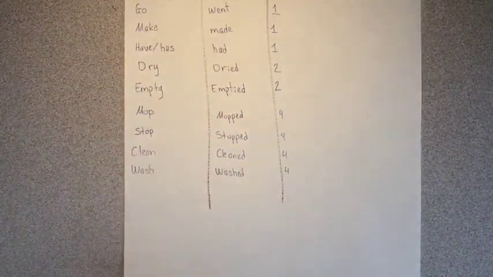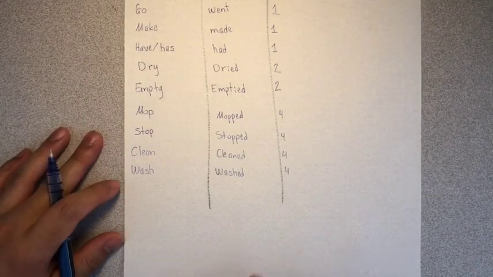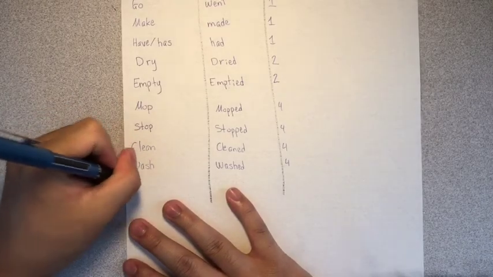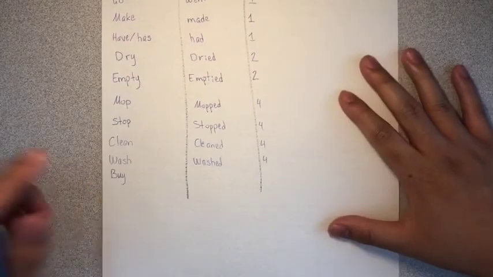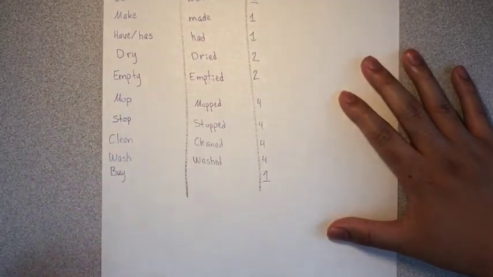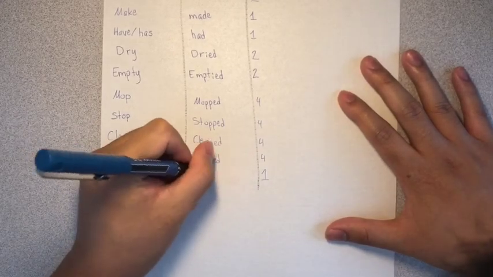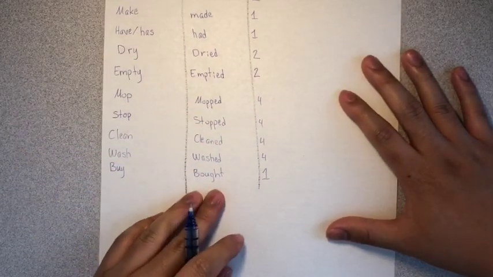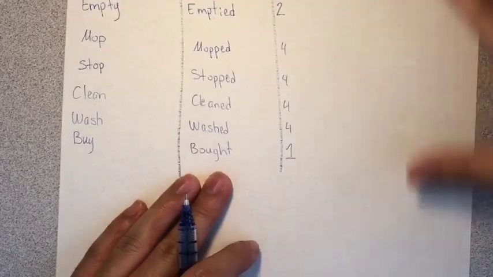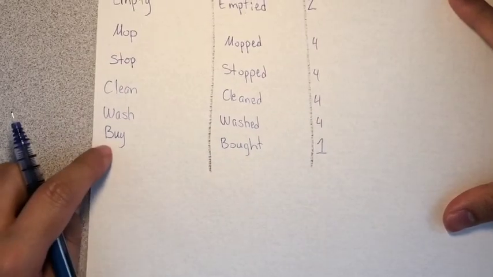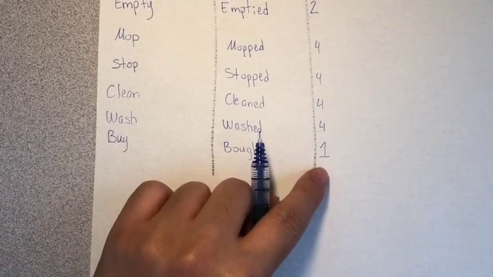So these are all the words we learned so far. And now let's go do some more irregular words. We have the word buy. Buy is irregular, so we can write rule 1. Buy becomes bought. You don't need to spell this word correctly, but you do need to know that present tense is buy, past tense is bought. And it's rule 1, it is irregular.